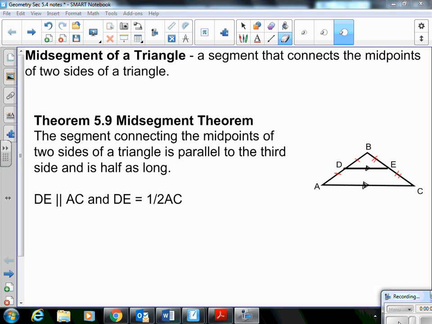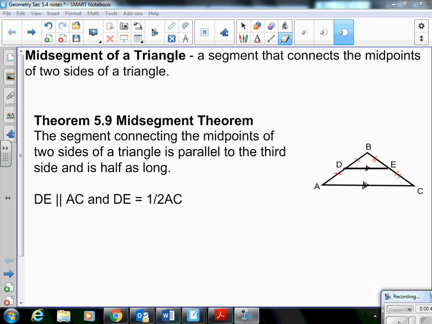Alright, so section 5.4, all about mid-segments of a triangle. A mid-segment is a segment that connects the midpoints of two sides of a triangle. So it goes from the midpoint on one side to the midpoint on another side. And just like everything else, we can have three of them in a triangle since we have three sides. But mid-segments, unlike all the other segments we've covered recently, will not be concurrent, which means that they're not going to all intersect at the same spot.